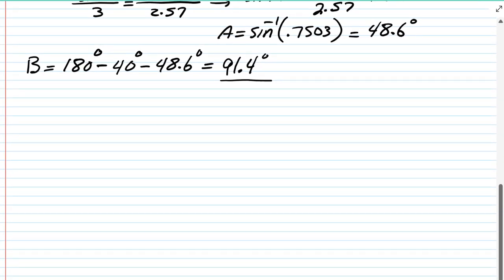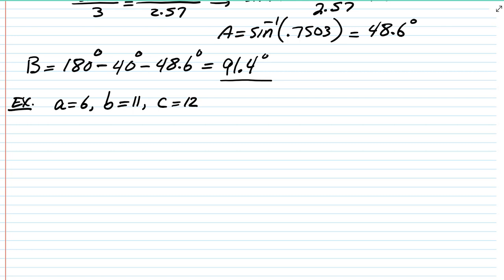Now let's change this slightly. My next example, suppose A is 6, B is 11, and this time actually suppose we're given that other side. So all in all, I have 3 sides. No angles. So for this one, we can go with either C squared or A squared or B squared.